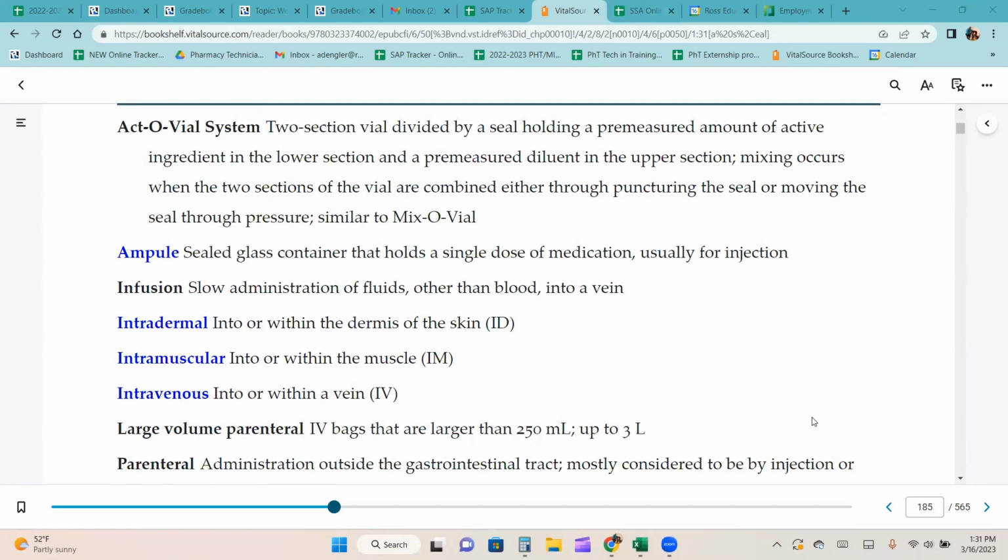An ampule is a sealed glass container that holds a single dose of medication, usually for injection. An infusion is slow administration of fluids other than blood into a vein. Intradermal is into or within the dermis of the skin. Intramuscular is into or within the muscle. Intravenous is into or within a vein.